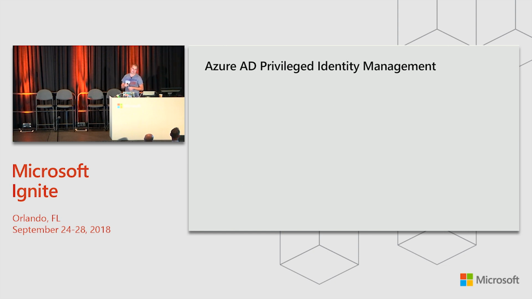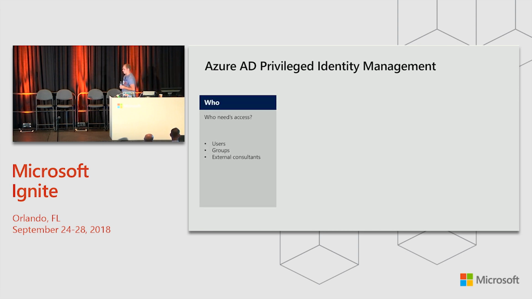Azure AD Privileged Identity Management. It's one of the coolest features in Azure AD, in my opinion. You can control who has access to what. We use this for our internal use. So if we have any external consultants helping us, we can invite them into our Azure AD using business to business. They can log in using their own account, and then they can access the resources in our subscriptions.